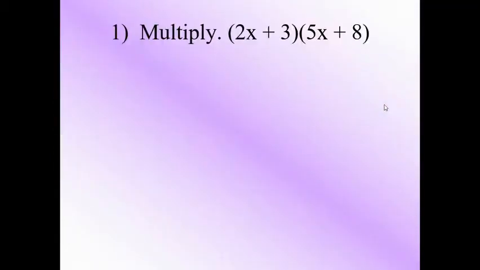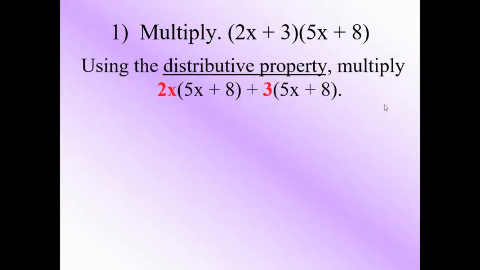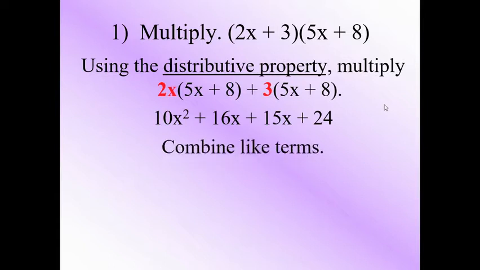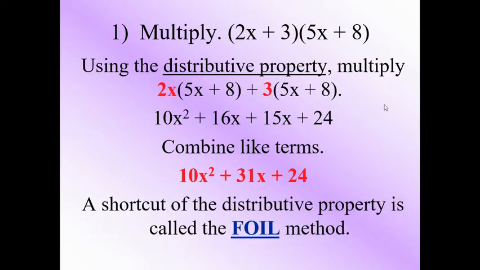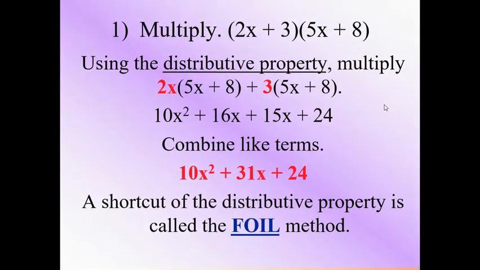Here we have two binomials that we're going to multiply together, 2x plus 3 and 5x plus 8. By using the distributive property, we multiply the 2x by 5x plus 8 and the 3 by 5x plus 8. As we do this, we'll get 10x squared plus 16x plus 15x plus 24. We're going to combine the like terms of 16x and 15x, and thus the final result is 10x squared plus 31x plus 24.